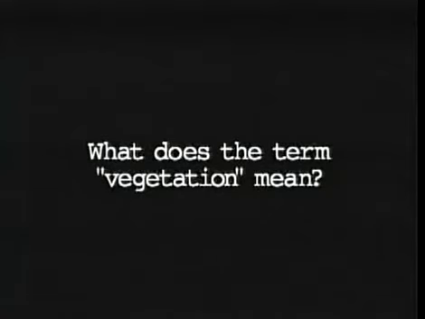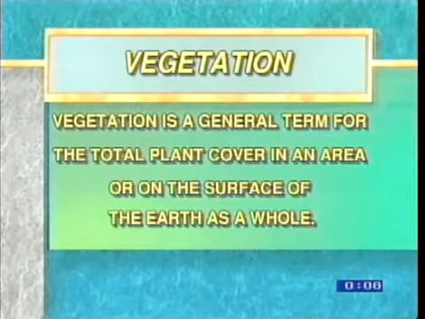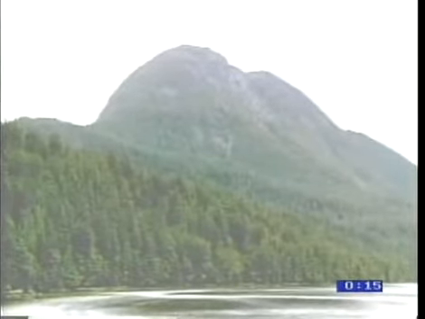What does the term vegetation mean? Vegetation is a general term for the total plant cover in an area or on the surface of the earth as a whole. Natural vegetation refers to the plants that are in a location due to nature rather than to the activity of humans.